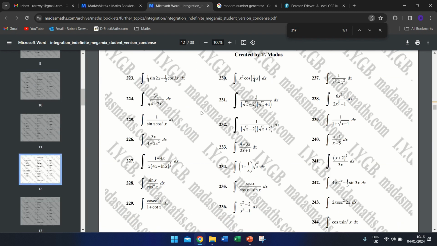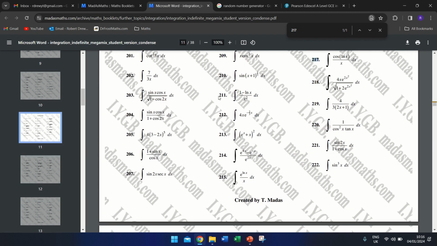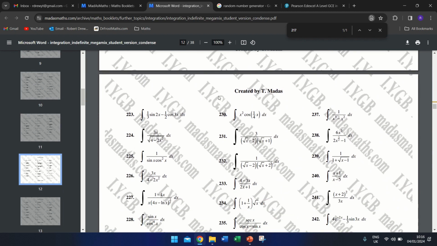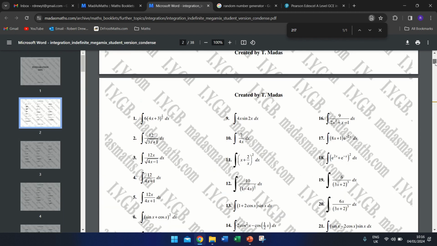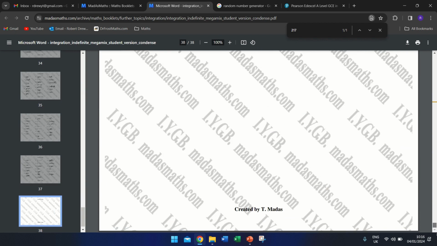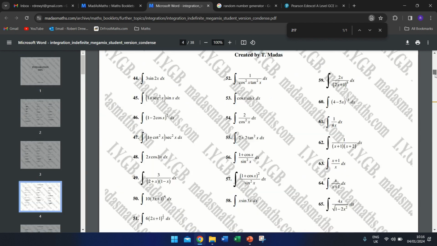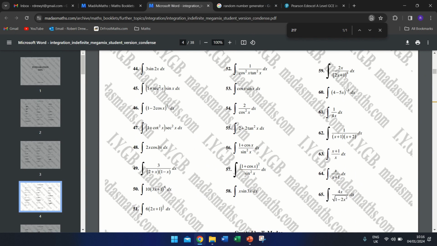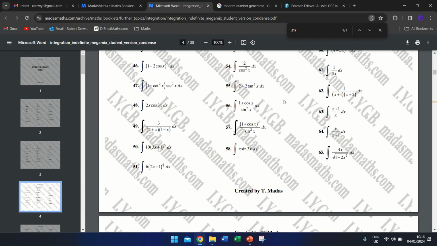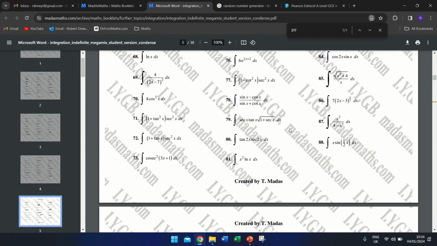Oh, this is not the right booklet, is it? Oh, it doesn't really matter, does it? This is the condensed one, it looks like. Is it the same booklet? I want to make sure it is the same booklet. It's the same booklet, right? Student version condensed, okay. Sure. 217, sorry.